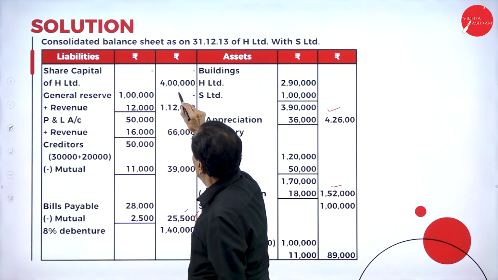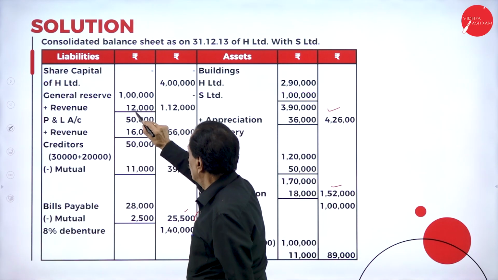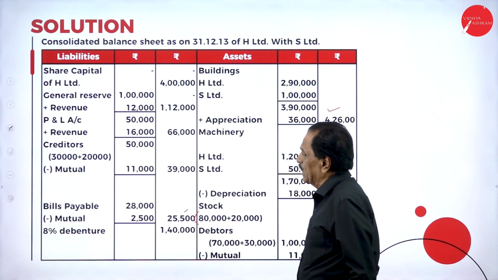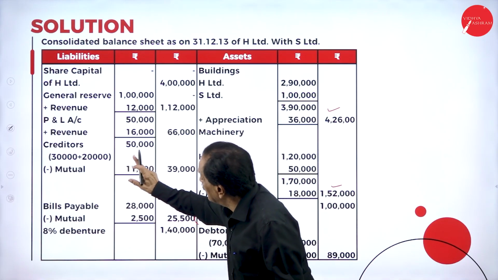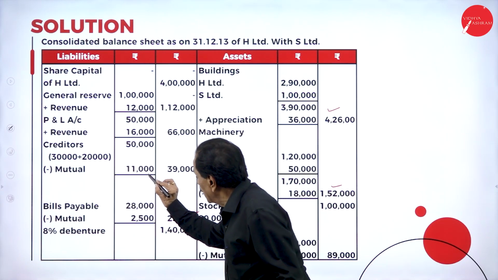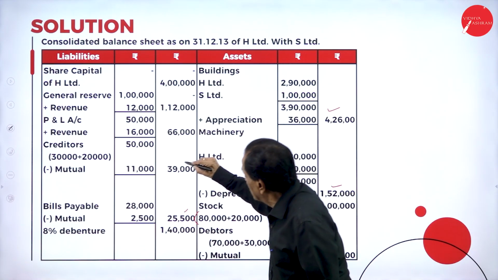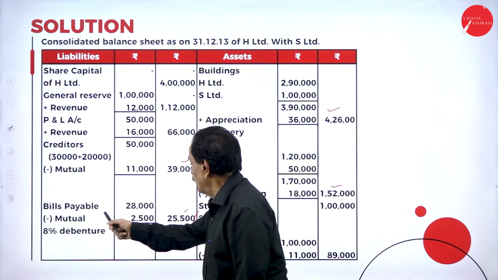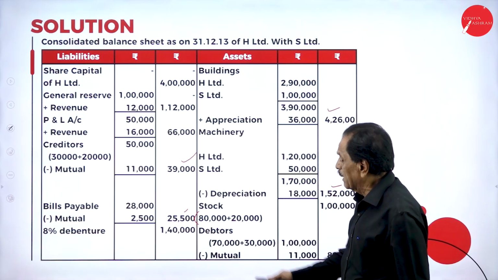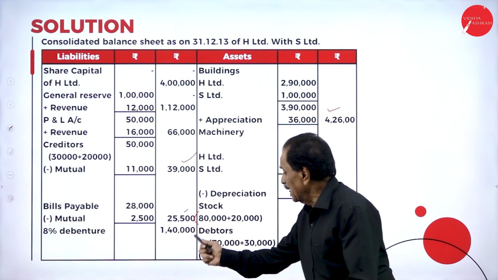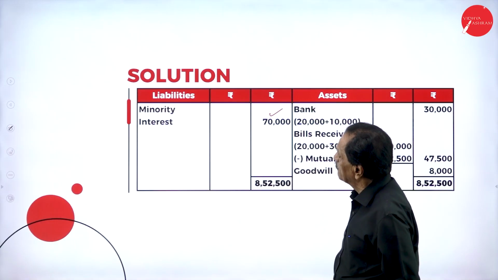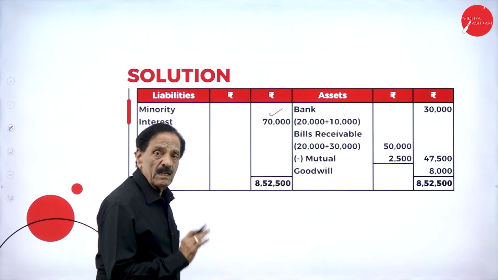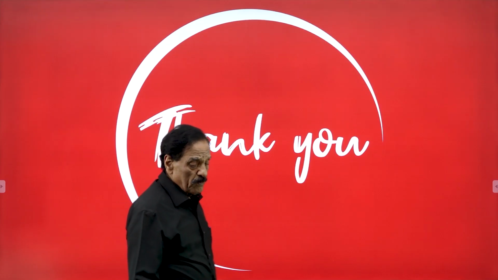Share capital of H Limited 4,00,000. General reserve 1,00,000. Revenue 12,000. 1,12,000. Then profit and loss account 50 plus revenue 16. It becomes 66,000. Creditor 30 plus 20 is 50 minus mutual 11,000. It becomes 39,000. Then BP, bills payable, total 28,000 minus mutual 2,500 becomes 25,500. 8% debenture 1,40,000. Minority interest 70,000. Total of both sides 8,52,500. Hope you understand. Very easy.